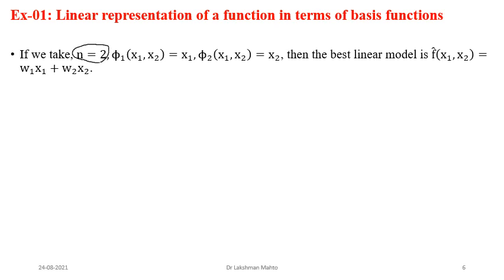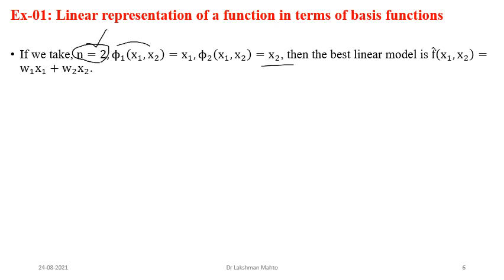That means we need to take only two basis functions. So one basis function we are taking is phi1 equal to x1, and phi2 equal to x2. So two basis functions we have taken. Why? Because here n we have already fixed as 2. So with respect to this, we try to approximate the actual function by a linear combination of phi1 and phi2, where phi1 is equal to x1 and phi2 is equal to x2.